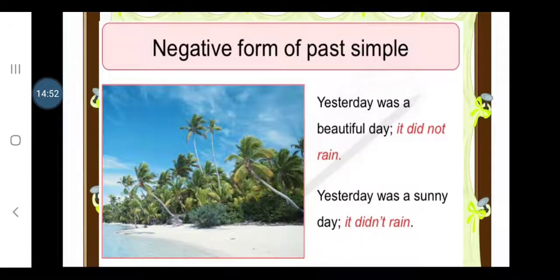Some grammar rules. Negative form of past simple. Yesterday was a beautiful day. It did not rain. Okay? Yesterday was a sunny day. It didn't rain. Look at that.